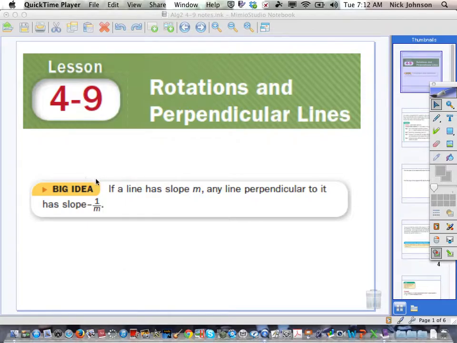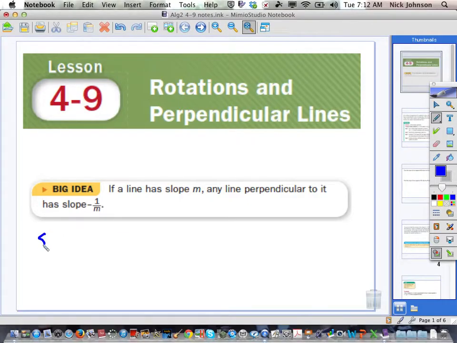The big idea is, if a line has slope m, any line perpendicular to it has slope negative 1 over m. Okay? So what that means is, if a line has slope equaling 3/4, then a line perpendicular to it has slope negative 1 over m, where m is 3/4, which means it's equal to negative 4 over 3.